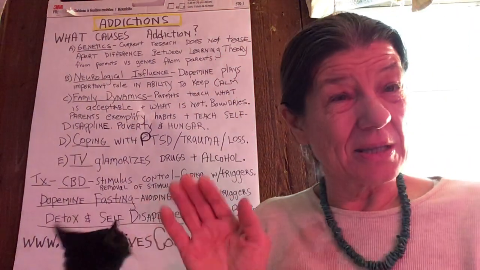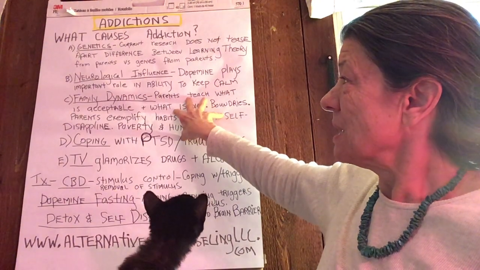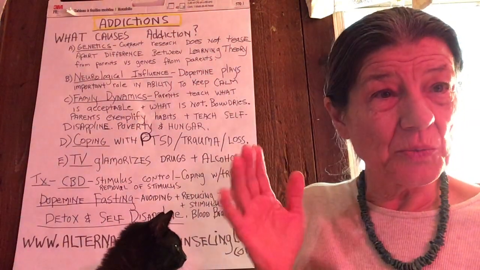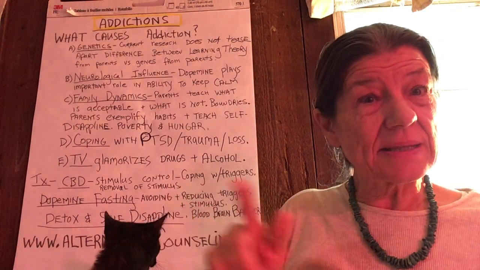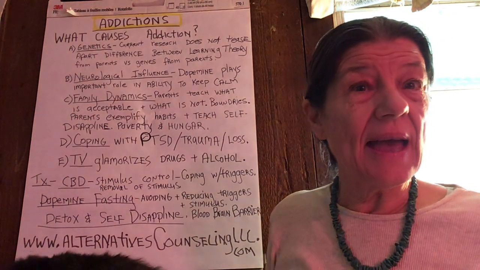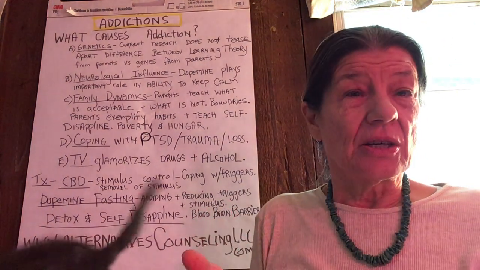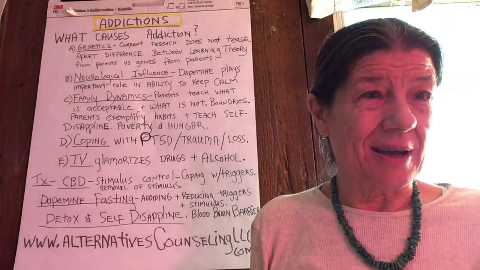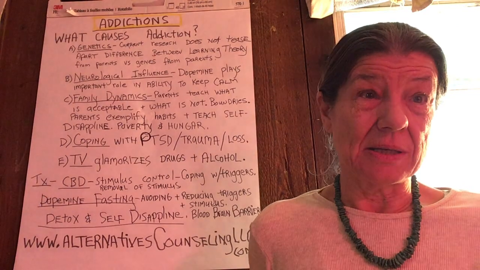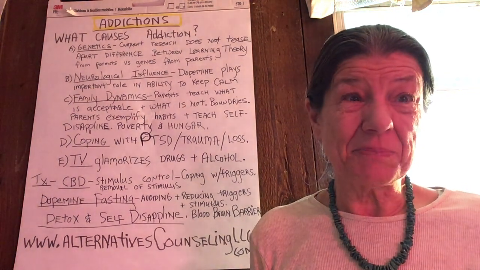Family dynamics is another cause, and this one is particularly interesting because parents will teach their child what is acceptable and what is not acceptable. So in other words, if they have a child and they say, put your seatbelt on, okay? And they put the child's seatbelt on, but the parent doesn't wear his seatbelt. When that child gets old enough, he's going to stop wearing his seatbelt.